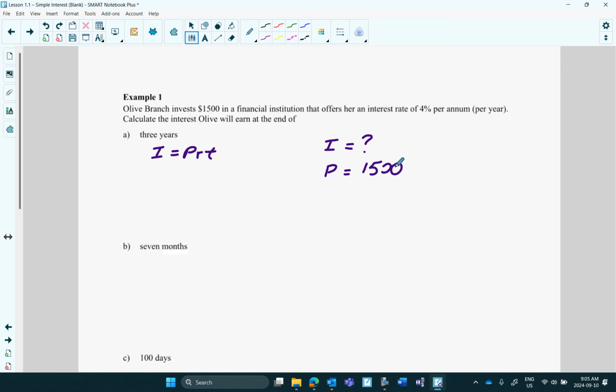$1,500. The rate of interest as a decimal. What is 4% as a decimal? You got to move it twice. 0.04. And the time, 3. So you just plug those in and calculate it. So 1,500 times 0.04 times 3 will give you your interest, which will come to $180.